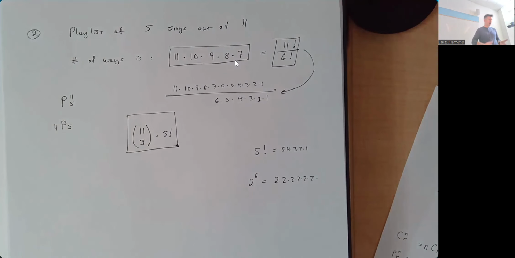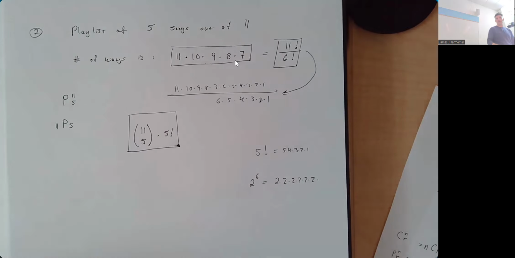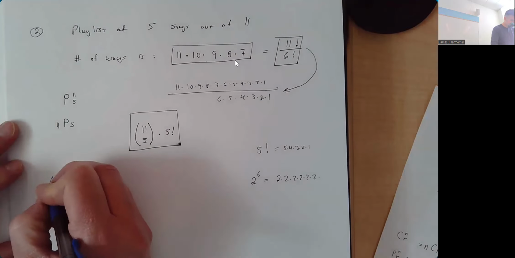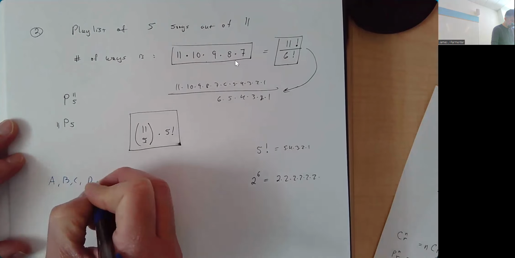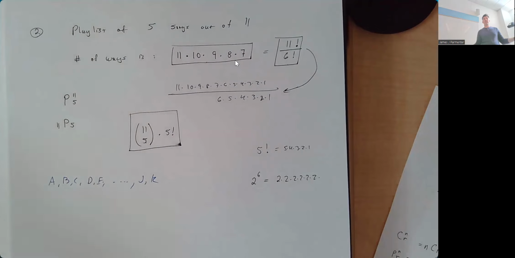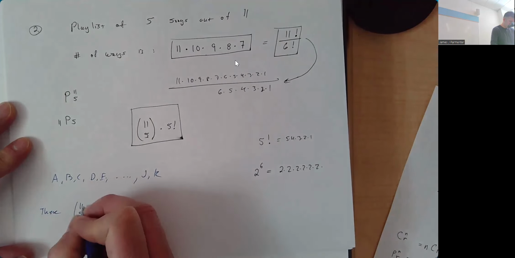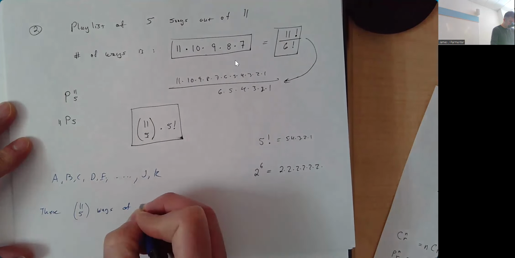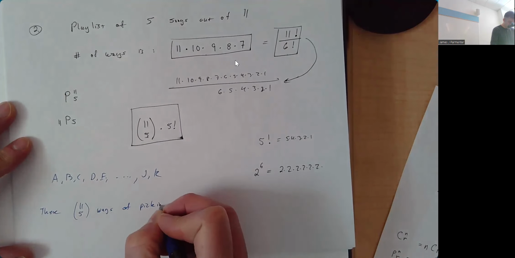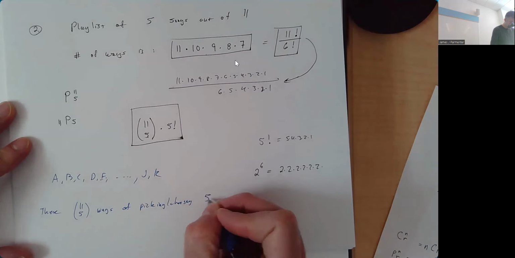What I'm really saying is, so there were 11 songs. Let's call them, annoyingly, A, B, C, D, E, F, G, H, I, J, K. I'm going to pick 5 of them. How many ways can I pick 5 songs? Well, there are 11 choose 5 ways of picking or choosing any 5 songs.